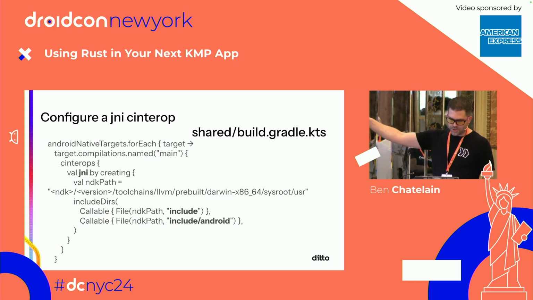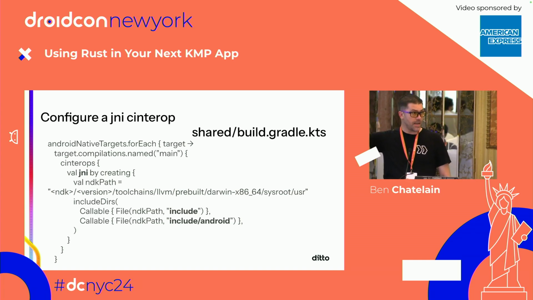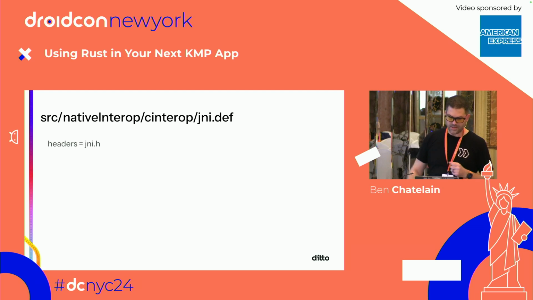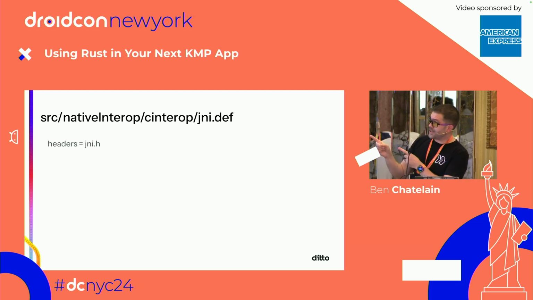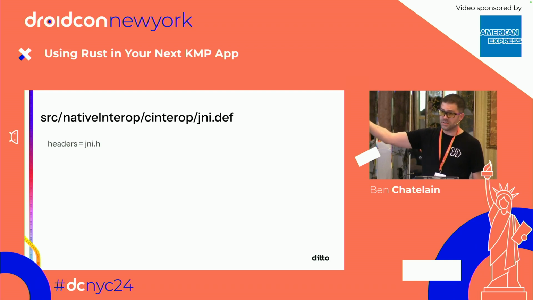So in that sysroot user are two folders we care about, and that's what's highlighted down below. Include, which has the JNI header, and then include Android, which has some other things that it depends on. That's enough to tell it how to do JNI, except for this one thing. We have to tell it what to look for. So a jni.def file, this is a C interop def file. You just have to tell it, look for this header, and that's it.